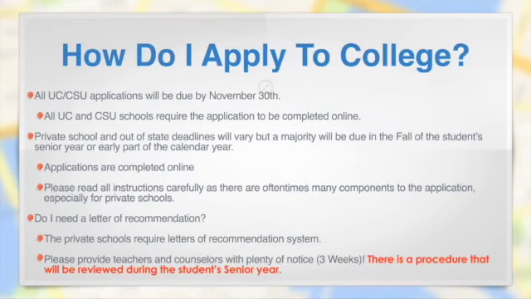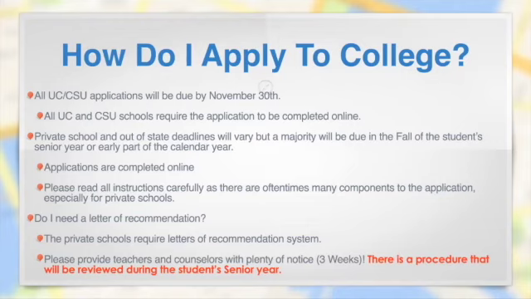So the big question, how do I apply to colleges? All the UC and the Cal State applications will be due November 30th. Okay, put that in your calendar now. That has been there forever. Occasionally, if something happens with their website, they extend it. Overall, November 30th. All applications are done online now, actually. So UC and Cal States require an application, all to be completed online.